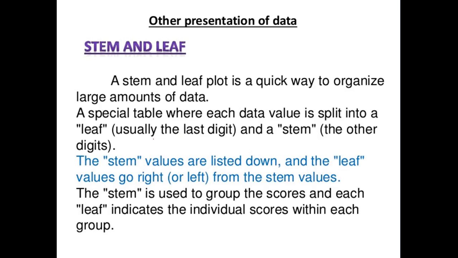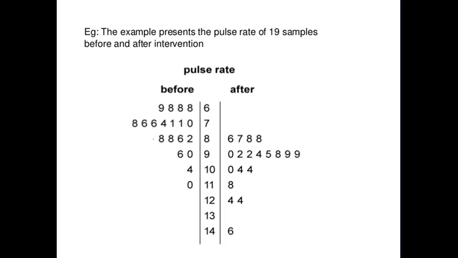Now another type of presentation of data is stem and leaf. A stem and leaf plot is a quick way to organize a large amount of data. It is a special table where each data value is split into a leaf and a stem. The stem values are listed down and the leaf values go right from the stem values. The stem is used to group the scores and each leaf indicates the individual scores within each group.